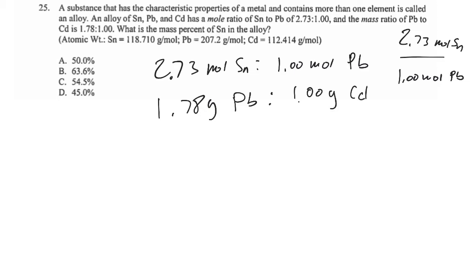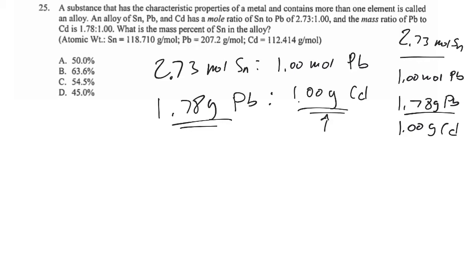And so I could write this too. I could write 1.78 grams of lead present for every 1.00 grams of cadmium and use that also if I need to, perhaps within dimensional analysis. Now, let's just say, hypothetically, you had a sample that contained a gram of cadmium and 1.78 grams of lead. Could you figure out for that particular sample how much tin it should contain in grams?